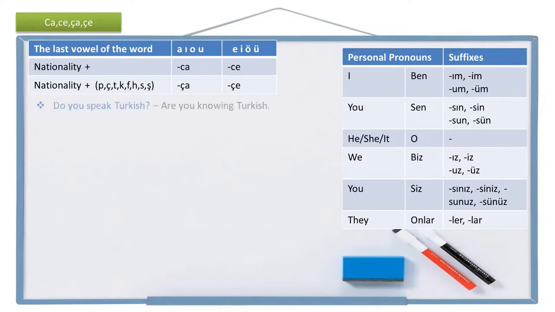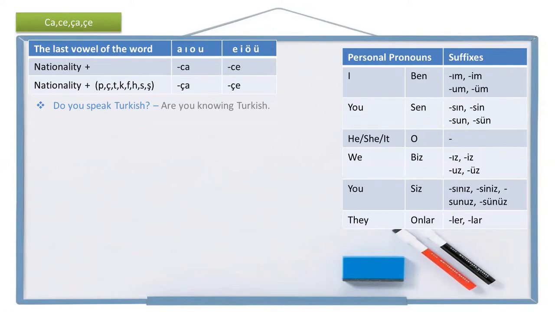Let's see an example. Do you speak Turkish? This is the question. But in Turkish, we don't say, do you speak Turkish? Actually, we say, do you know Turkish? Instead of the verb speak, we use know. Also, we use continuous tense. So literally, we ask the question as, are you knowing Turkish?